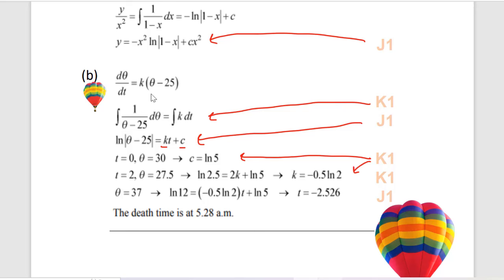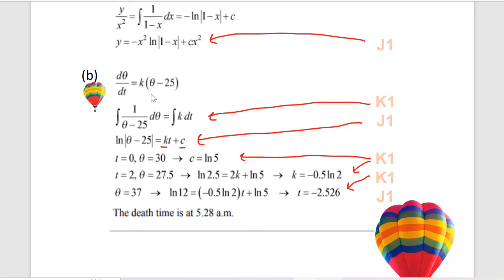Okay, kemudian kita dah dapat K dengan C, ganti masuk dalam equation. So gantikan bila theta sama dengan 37, kita nak tahu T dia berapa. So dekat sini, awak gantikan, awak dapat T equals to negative 2.526. So dapatkan T ni dapat K1.